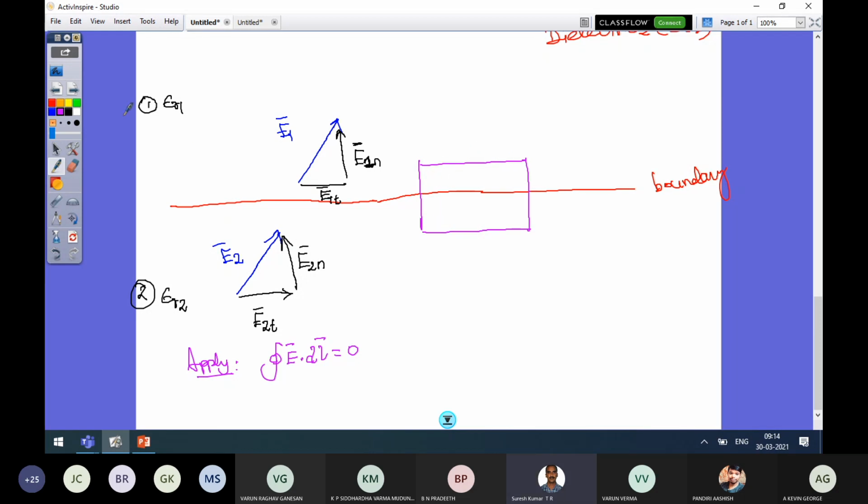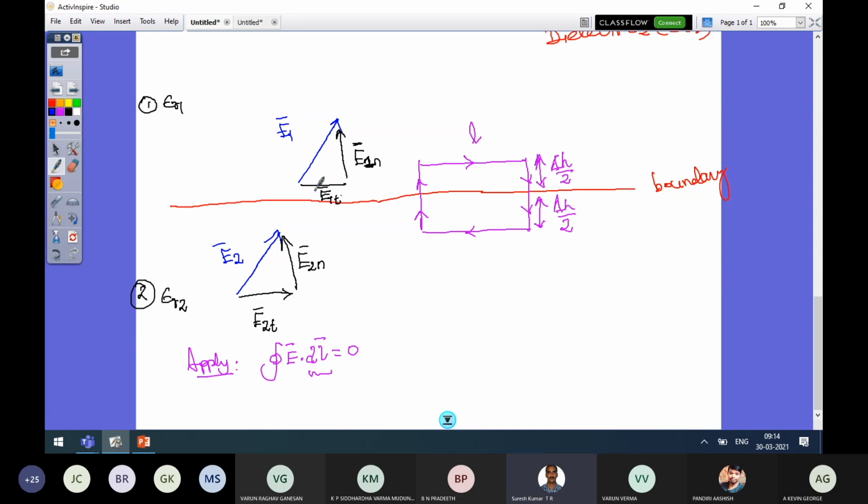Now let us first construct the loop. So this dl is the closed loop. That's what we have constructed here. Let us say the length is L and the height is delta h, half delta h and again half delta h. Now we can apply this. You need to do the dot product between the electric field and this displacement.